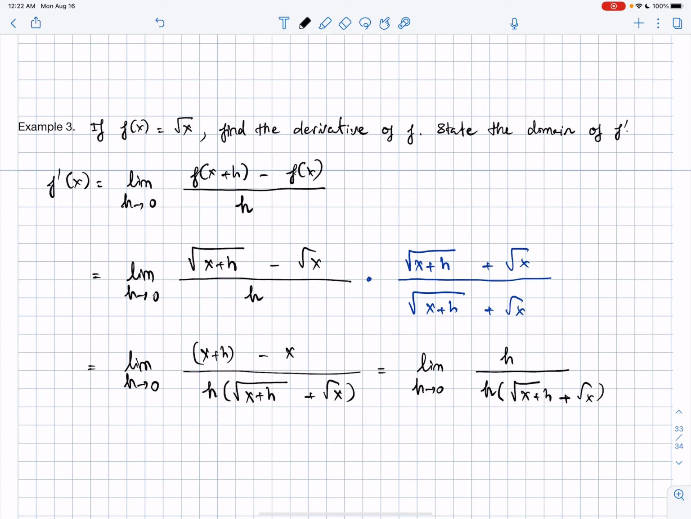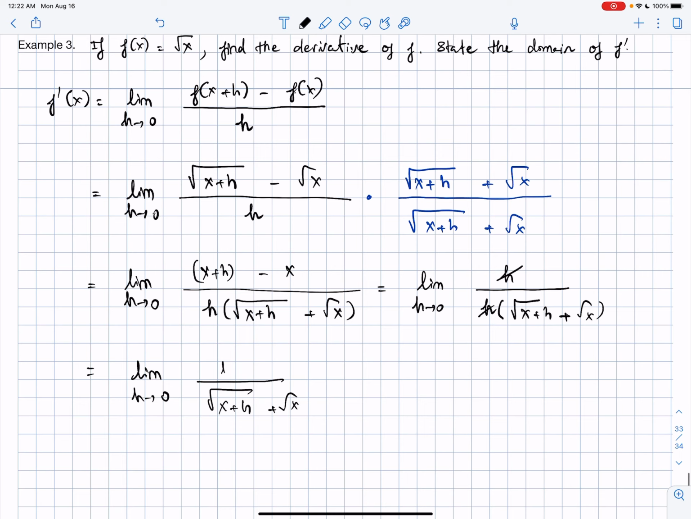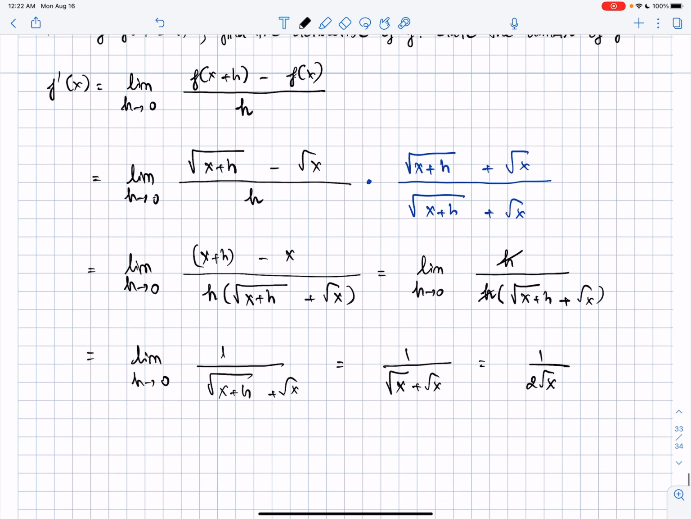Then we will cancel. So what we have left is the limit as h approaches 0 of 1 over square root of x plus h plus square root of x. And now we can plug in h equal to 0. Then we have 1 over square root of x plus square root of x. And that will become 2 square root of x.